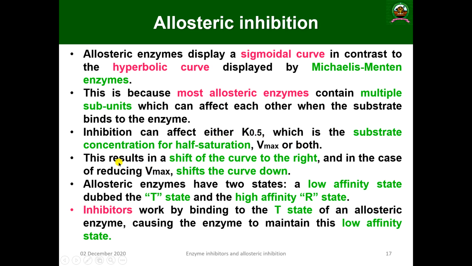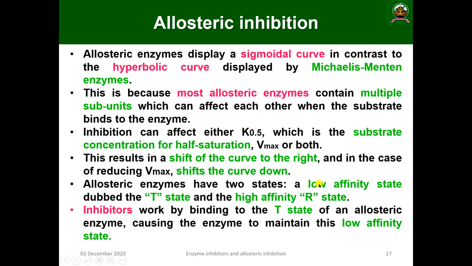An increase in K0.5 results in a shift of the curve to the right, and in the case of reducing Vmax, the curve shifts down.